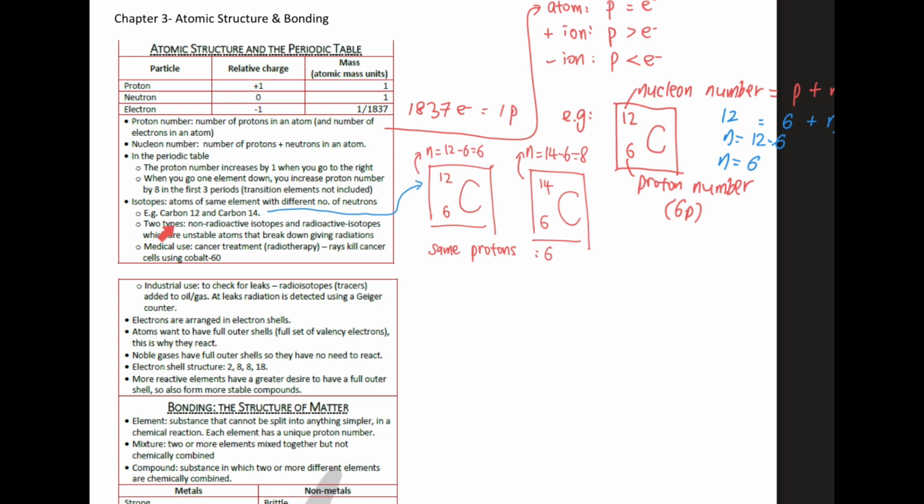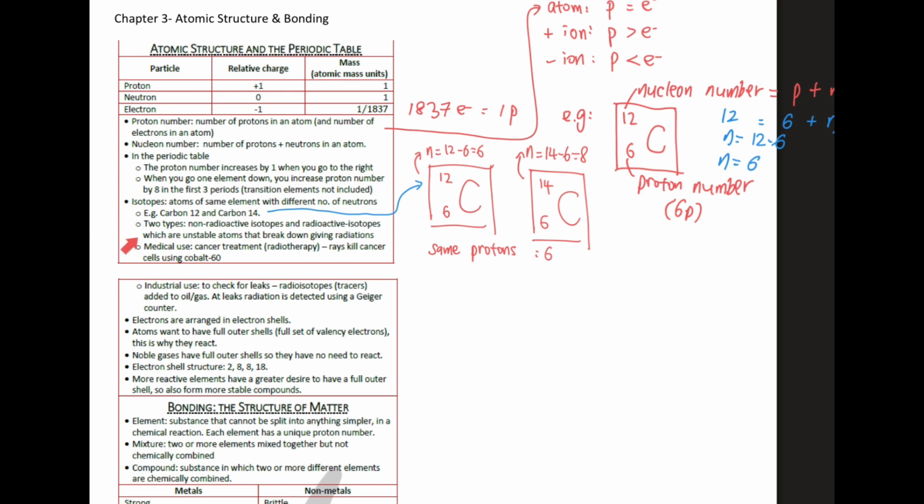Okay, now let's see. Number 2, the next point. 2 types. Non-radioactive isotopes normally refer to the one which is lighter, and radioactive isotopes normally refer to the one which is heavier. So the one which is heavier is normally the radioactive type. So radioactive means they will release some rays or substances like alpha, beta, and gamma. So it has that kind of properties. It will release those particles and rays.